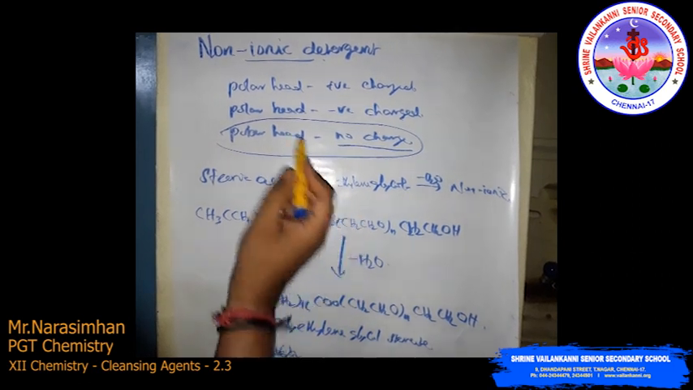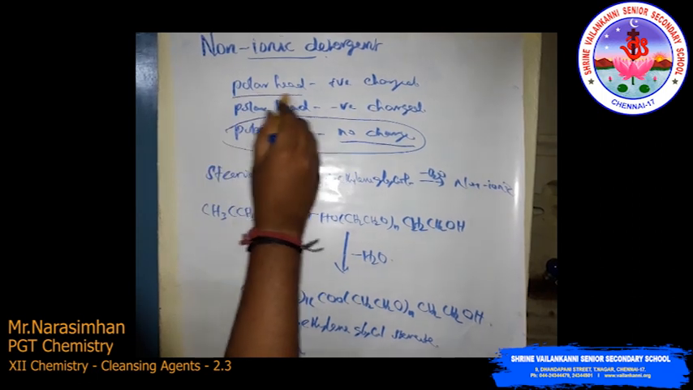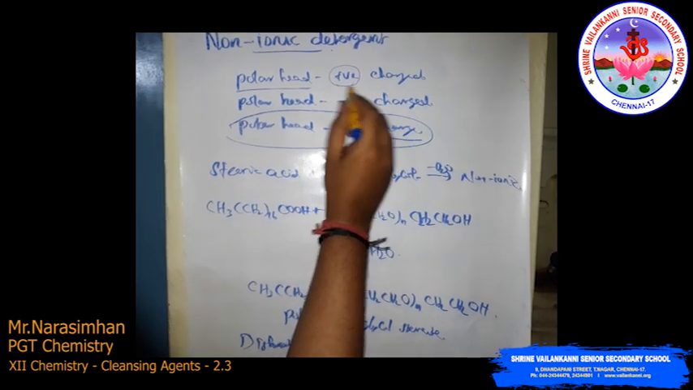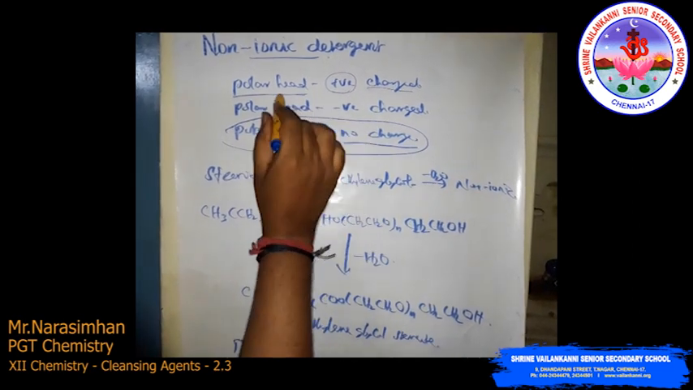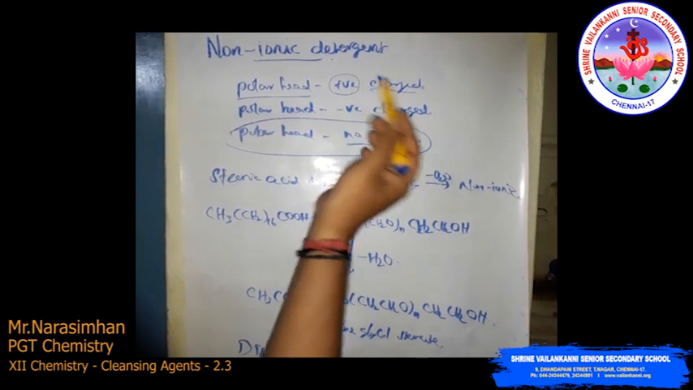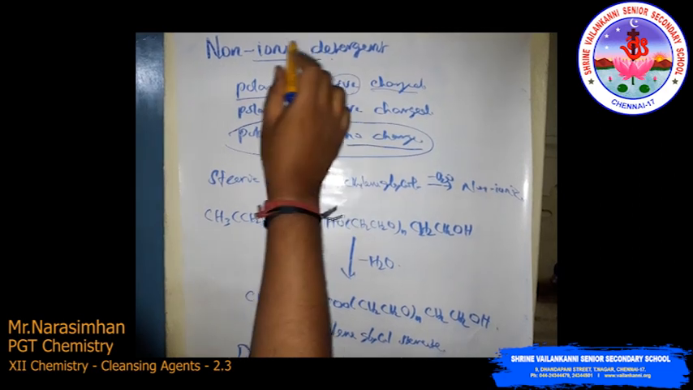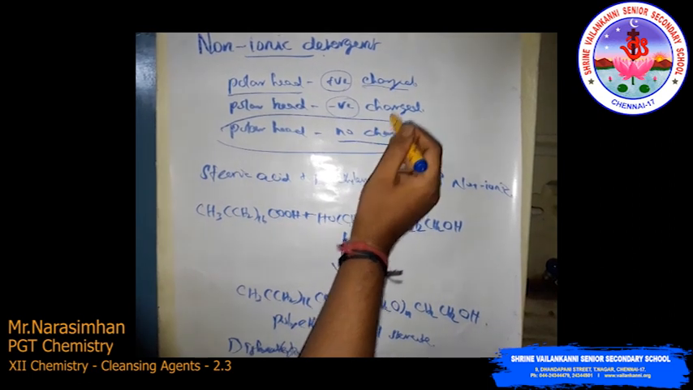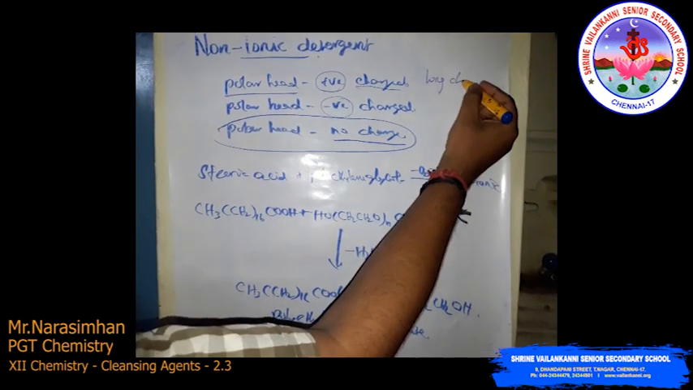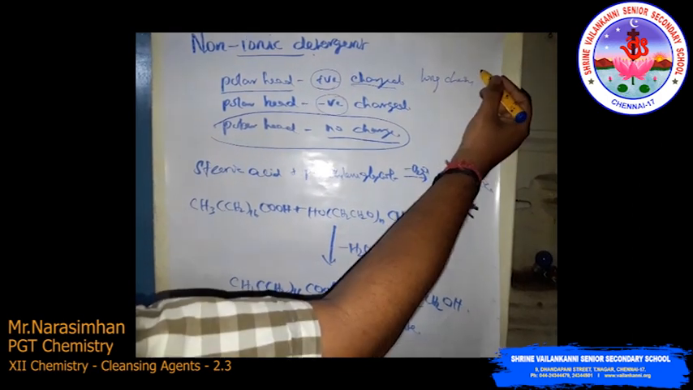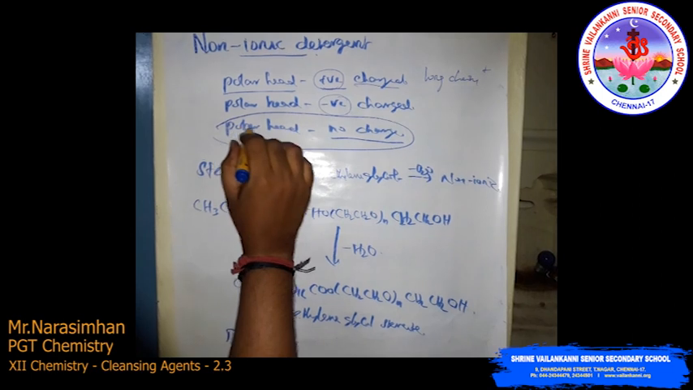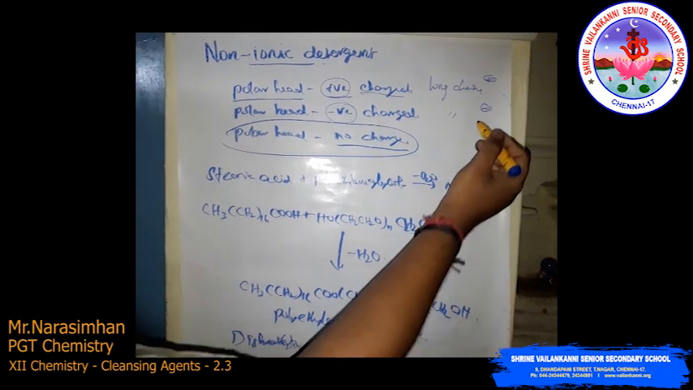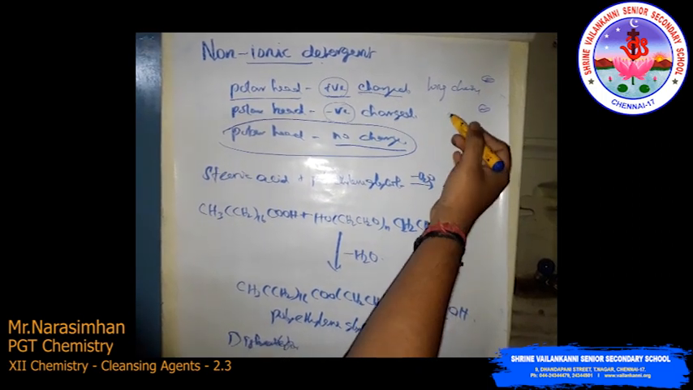Here, the polar head of the cationic detergent is positively charged. The polar head must be positively charged, so that is called a cationic detergent. Then for the anionic detergent, the charge of the polar head should be negative. That means the long chain hydrocarbon part is the cationic detergent's positive part, while in the anionic detergent the long chain hydrocarbon is the negative part.